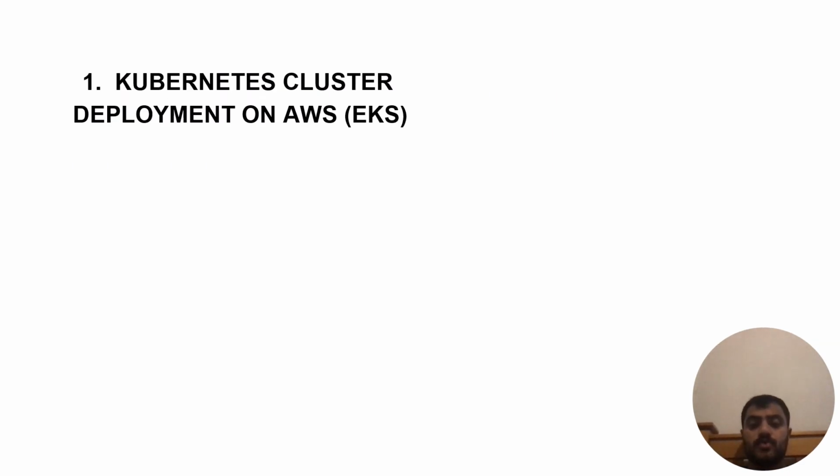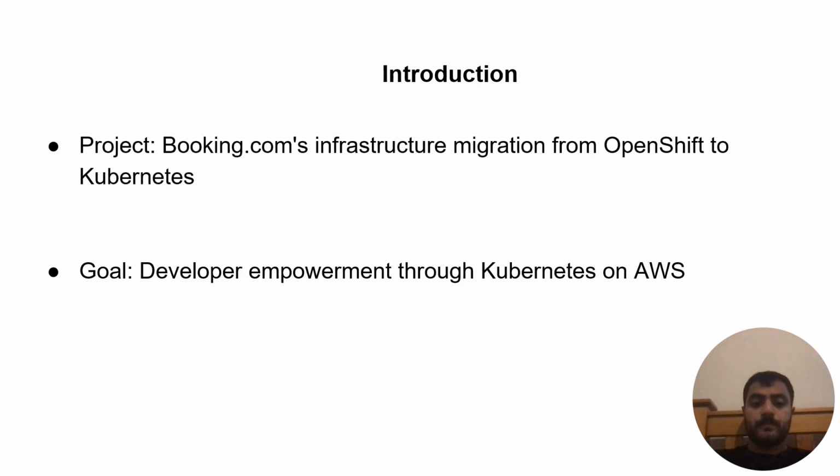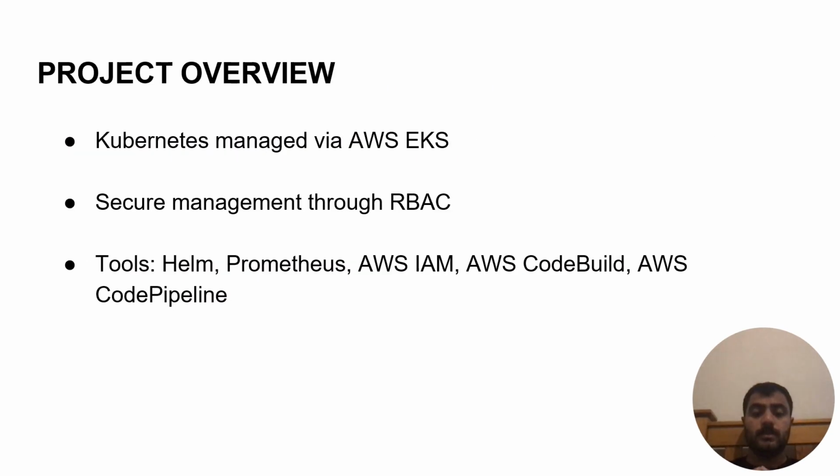The topic I chose is Kubernetes cluster deployment on AWS. Introduction: the Booking.com infrastructure migration from OpenShift to Kubernetes. The goal is developer empowerment through Kubernetes on AWS. Project overview: Kubernetes managed by AWS, with secure management through RBAC. Tools are Helm, AWS IAM, AWS CodeBuild, and AWS CodePipeline.